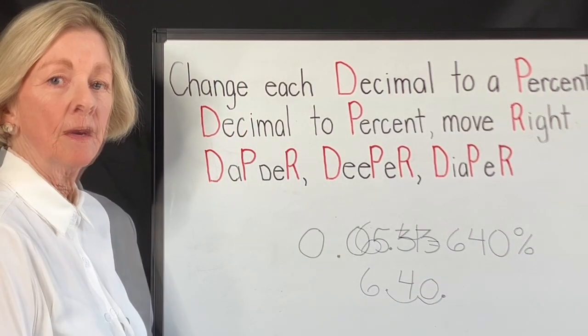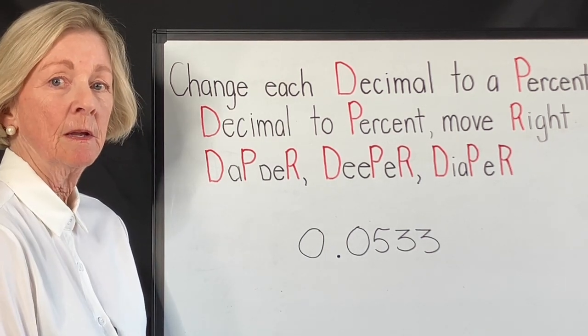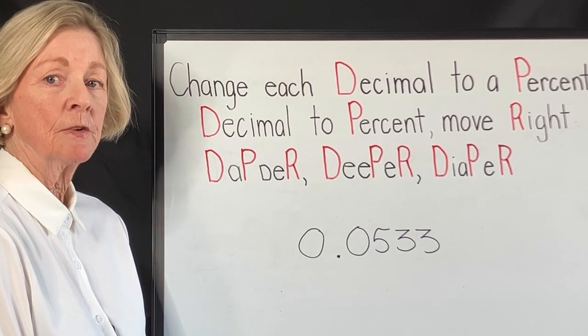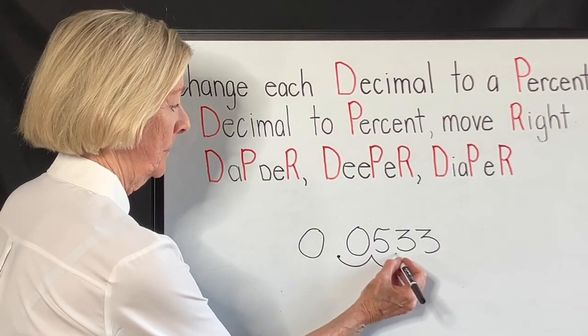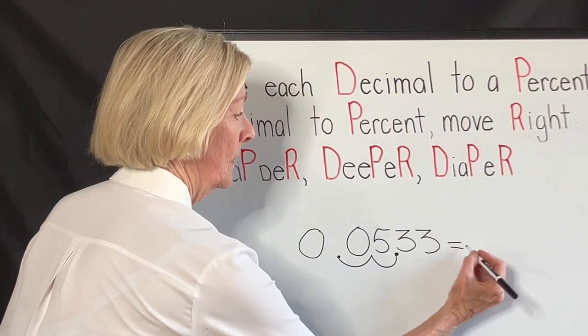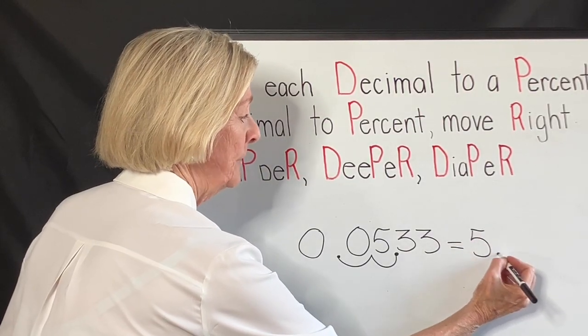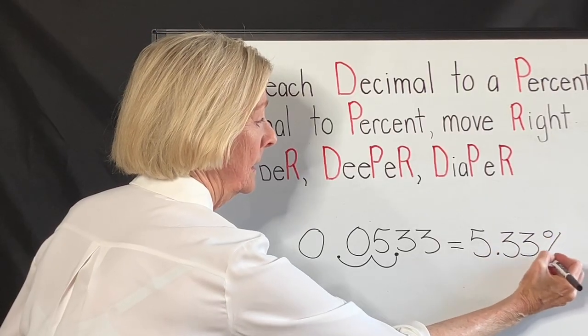Let's do one more. Here we have the decimal 0.0533. We can move our decimal point 2 places to the right. So this decimal equals 5.33%.